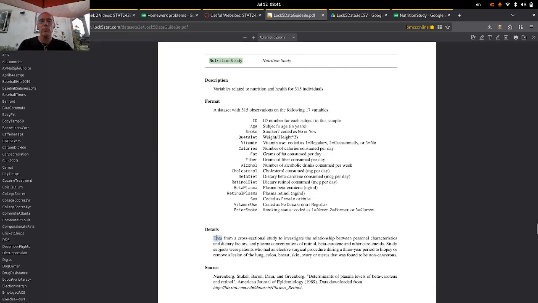And we have data from a cross-sectional study, so that means a variety of individuals, to investigate the relationship between personal characteristics and dietary fiber factors, and plasma concentrations, retinol, beta-carotene, other carotenoids. Study subjects were patients with elective surgery, so surgery they didn't have to biopsy something. This was done over a 3-year period. The lesions were removed from lung, colon, breast, skin, ovary, uterus, all sorts of places.